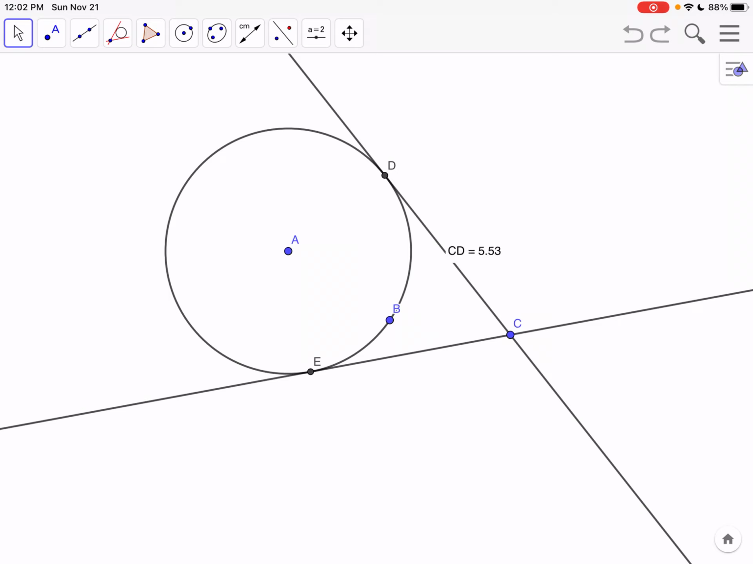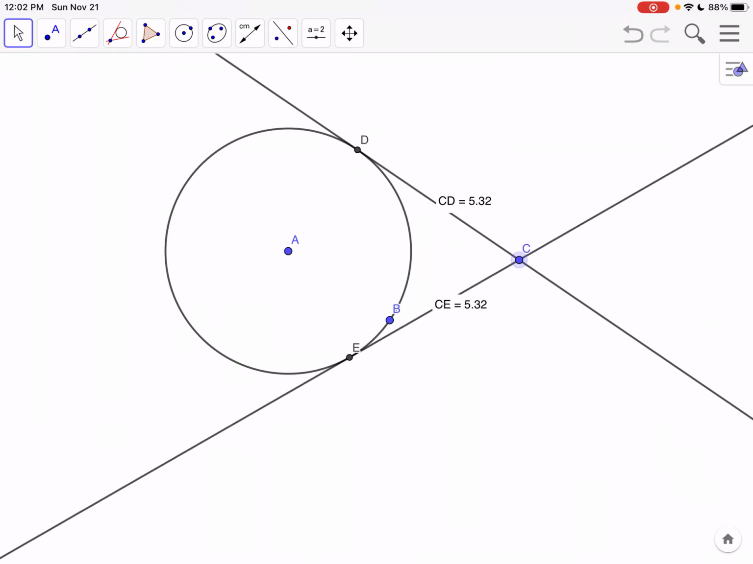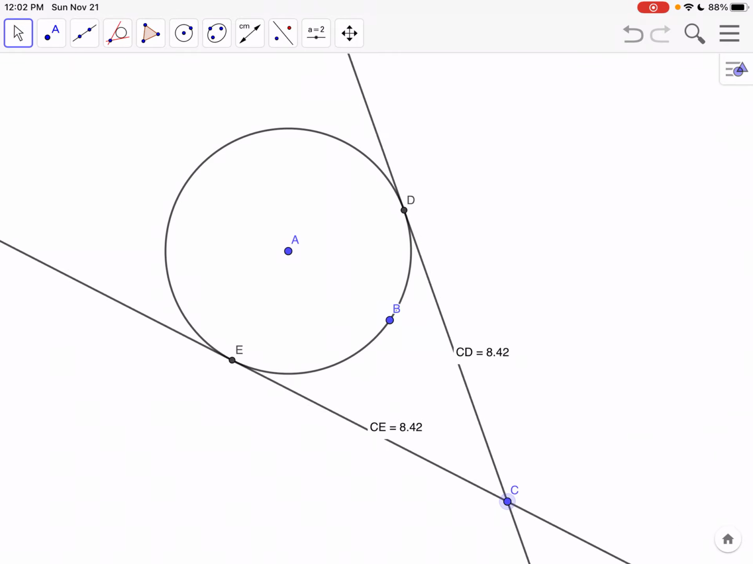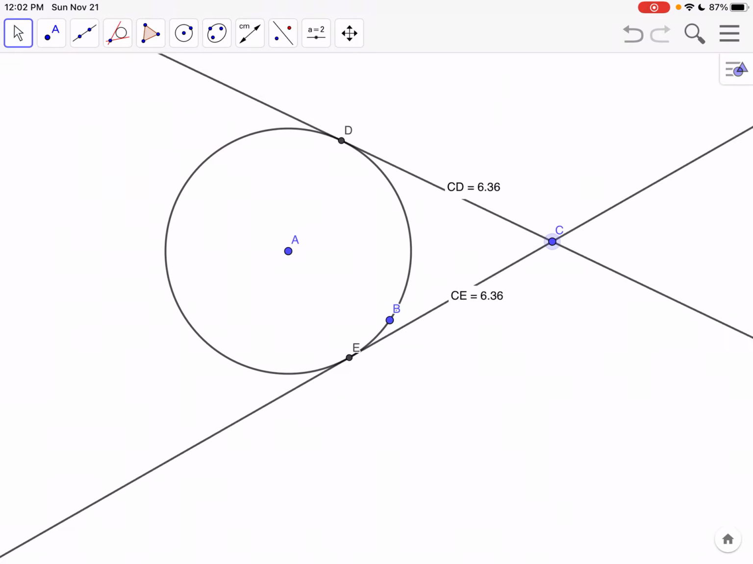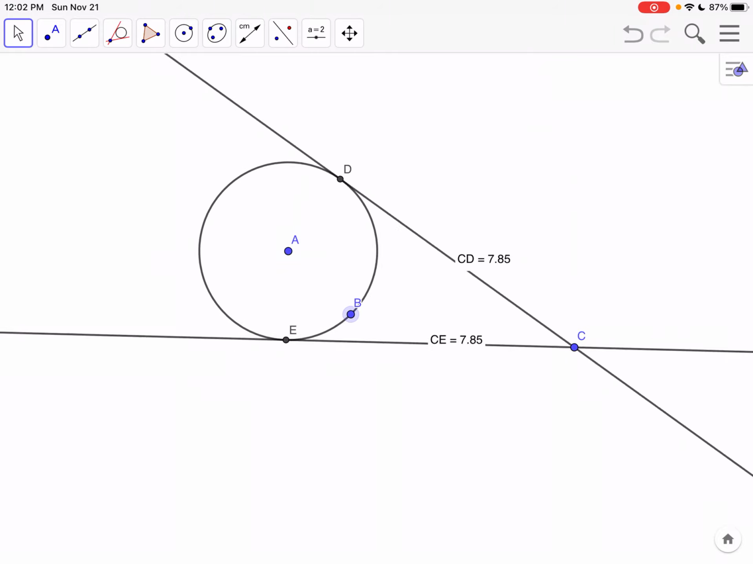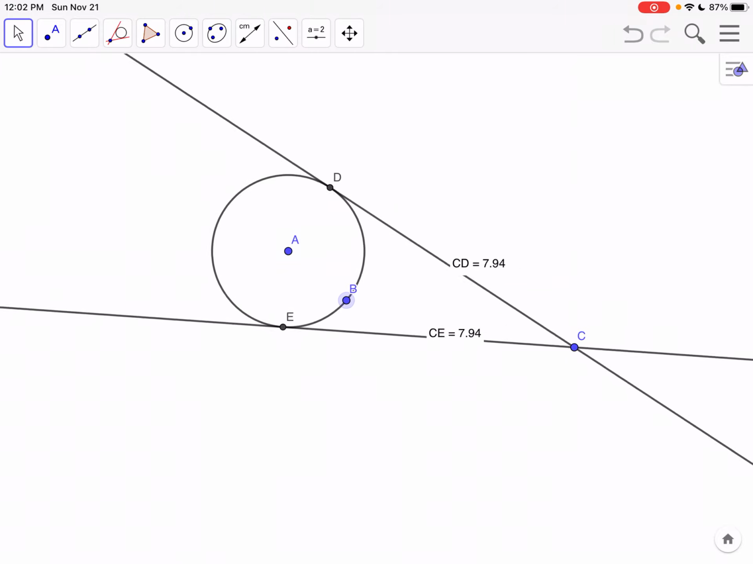Now I want to measure those distances. So CD is 5.53, and CE is 5.53. That's kind of interesting, isn't it? That they're the same. Are they always the same? Well, let's find out. If I change the distance for my tangents, notice they're always the same. It doesn't matter how big the circle is or how big your tangent is, it's always the same.